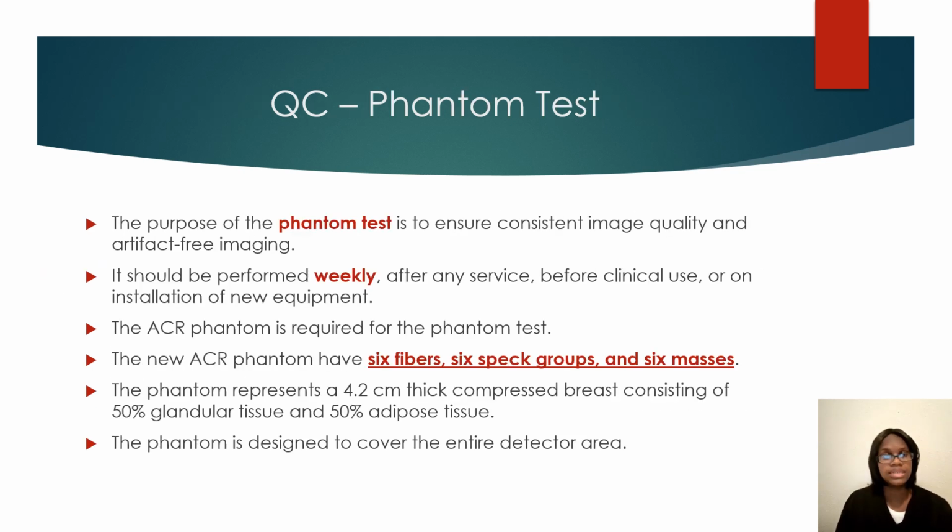For your QC phantom test, the purpose of the phantom test is to ensure consistent image quality and artifact-free imaging. It should be performed weekly, after any service before clinical use, or on installation of new equipment. The ACR phantom is required for the phantom test. The new ACR phantom has 6 fibers, 6 speck groups, and 6 masses. You also have 50% glandular tissue and 50% adipose tissue, which is represented by the 4.2 centimeter thick phantom. The phantom is designed to cover the entire detector.